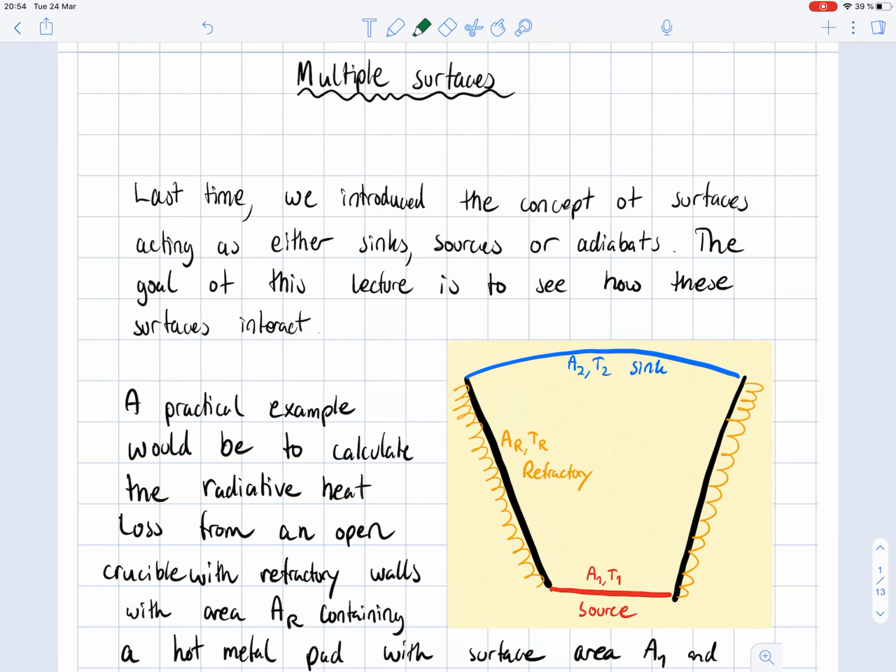So last time we introduced the concept of surfaces acting as either sinks or sources or adiabats, depending upon the relation between the radiosity and the received radiation. In this lecture, we will see how these surfaces interact.